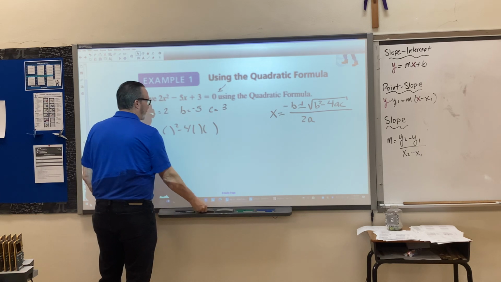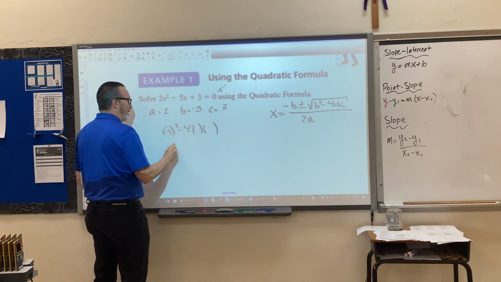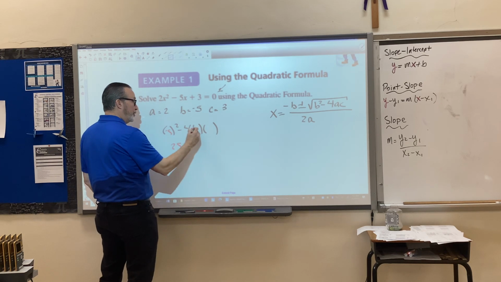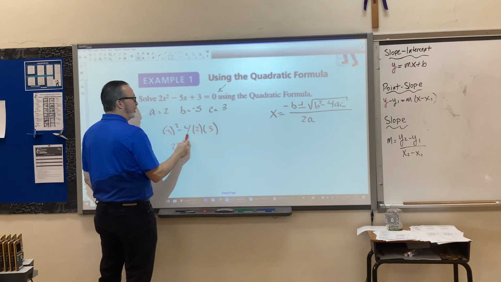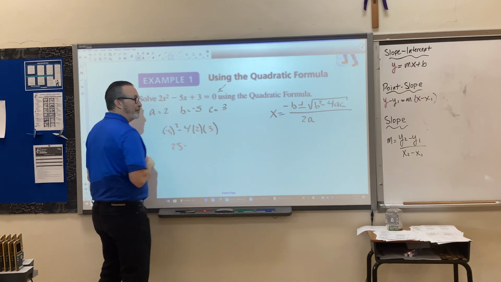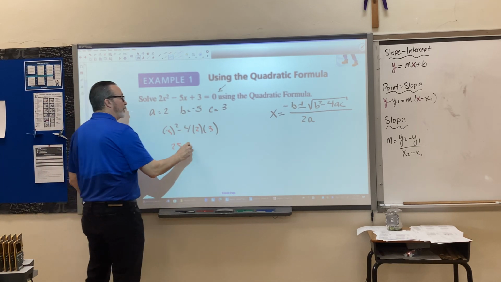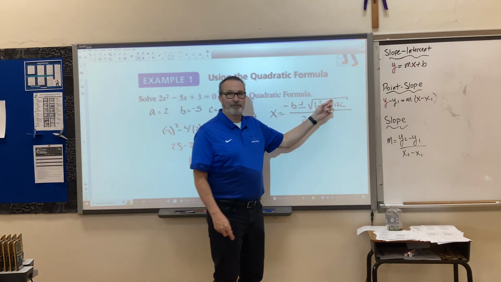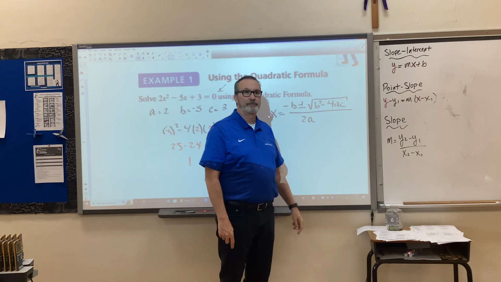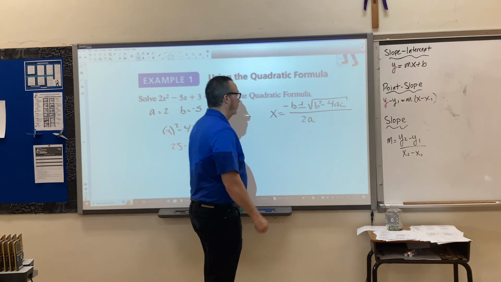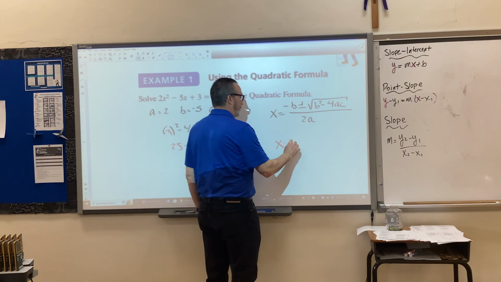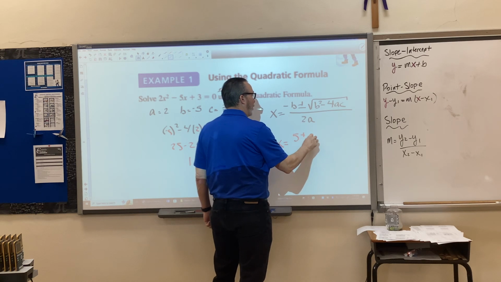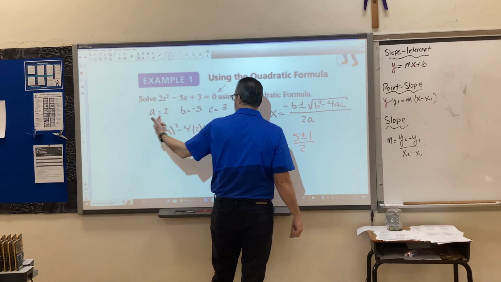So b squared minus 4ac. Plug b in, b's negative 5, when you square it, you get positive 25. a is 2 and c is 3. This is 6 times 4, 24. 25 minus 24 is 1. And when you take the square root of 1, you get 1. Okay? So, x is equal to negative b. Negative b is positive 5, plus or minus 1, all over 2 times 2.